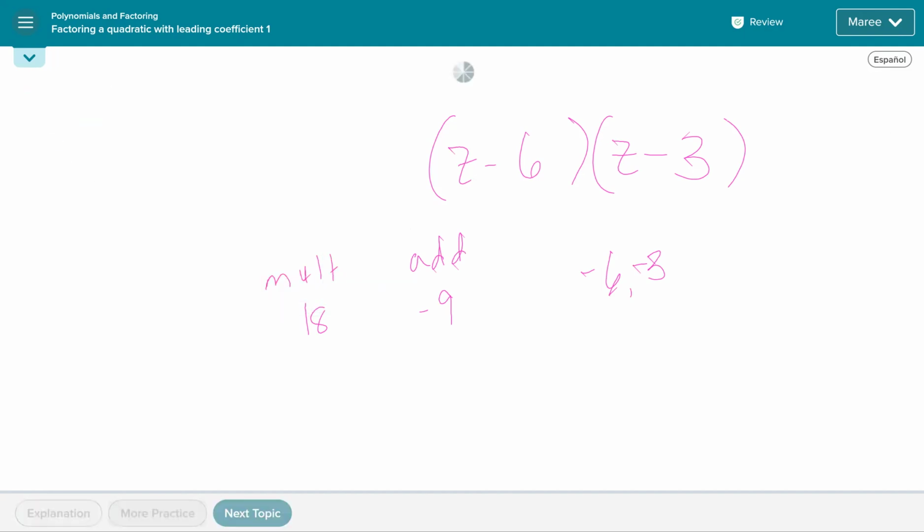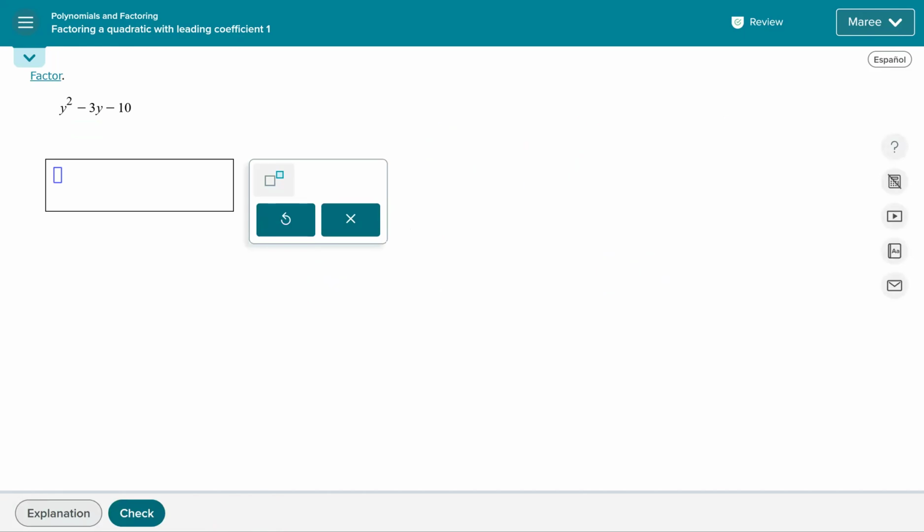Okay, let's do one more. See if we can do this without writing it out. Okay, so I know I'm going to have a y, and I need two numbers that multiply to -10 but add to -3. Because that middle term's negative, I want the bigger of the two factors to be negative.